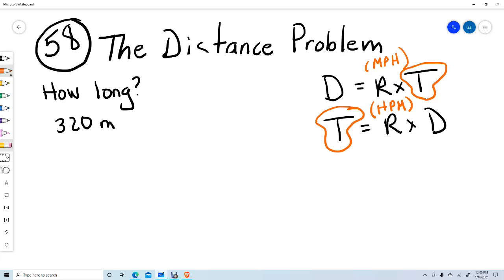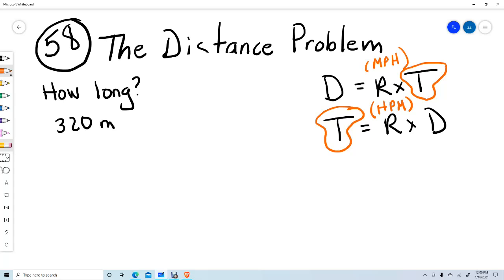Okay, so in this problem, they're asking how long. That's an answer in time, so we're looking for t. If you look over here at my equations on the right-hand side, remember there's two different equations. One is distance equals rate times time, and the other is time equals rate times distance. I'm going to use each one of those to solve this problem.